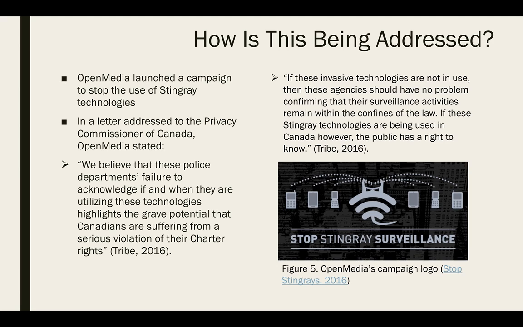Some ways that we're dealing with stingrays are with nonprofit advocacy agencies, and so Open Media is an example of one of these. They've launched a campaign in order to stop stingray surveillance. In March 2016, Open Media filed a complaint with Daniel Thériault, the Privacy Commissioner of Canada, prompting the Commissioner to launch an investigation. The Canadian Civil Liberties Association has also called for greater accountability and transparency with the issues of these devices so that they can be used with proper judicial approval after a warrant process.